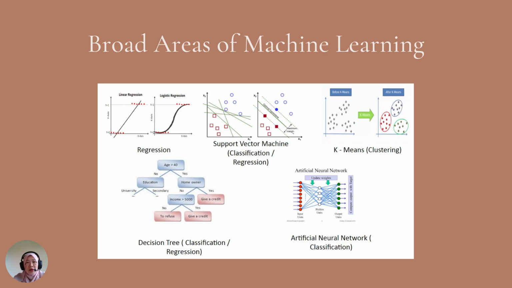So there are many broad areas of machine learning. Okay, there are many AI methods covered under these areas. For example, you have regression, and then SVM, support vector machine, whereby you would like to classify between two classes, the blue group and the red group. And then you also have k-means for clustering, whereby you are not sure how many groups the data belongs to.